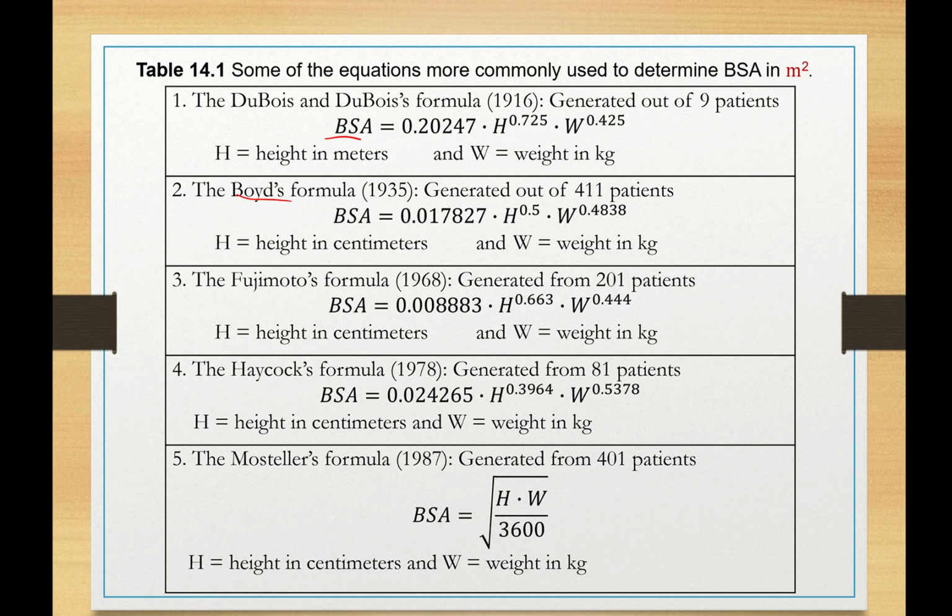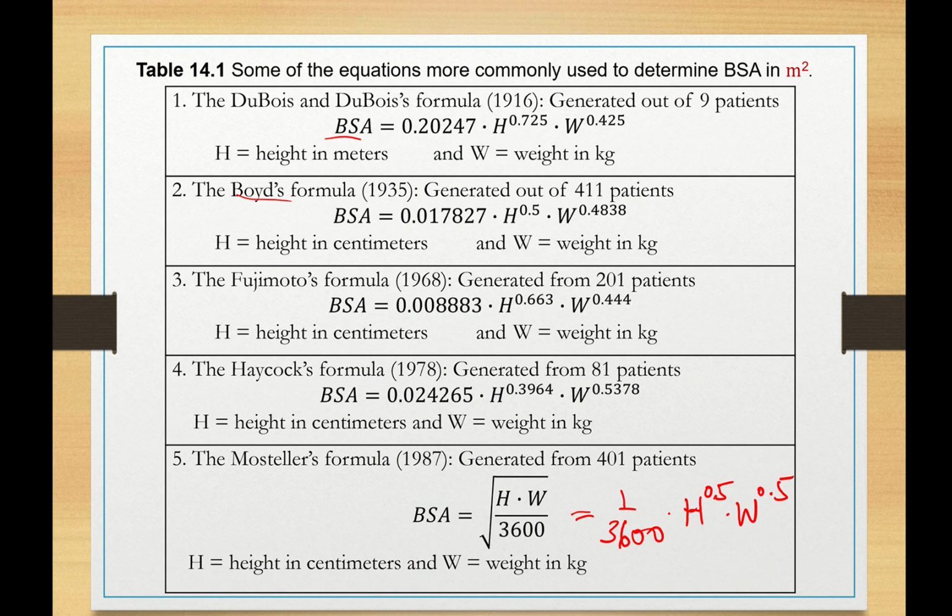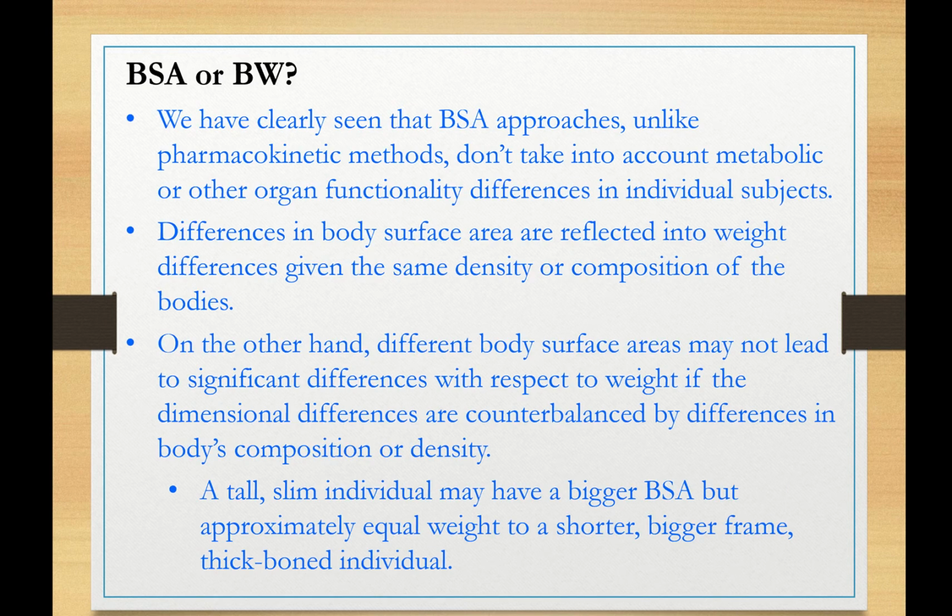Mosteller's formula in reality is 1 over 3,600 times height to the 0.5 times weight to the 0.5. So it is very similar to what we have derived there. Obviously our parameter is much higher, but our parameter just came out of a geometrical object. It didn't come out of studies with clinical patients. So now you know how weight and height can be used to calculate body surface area. So this is what we have.